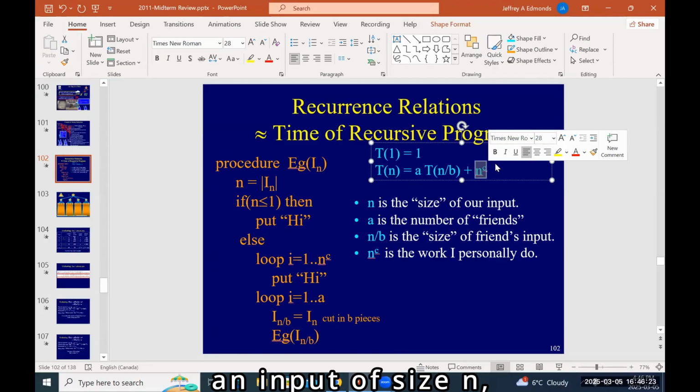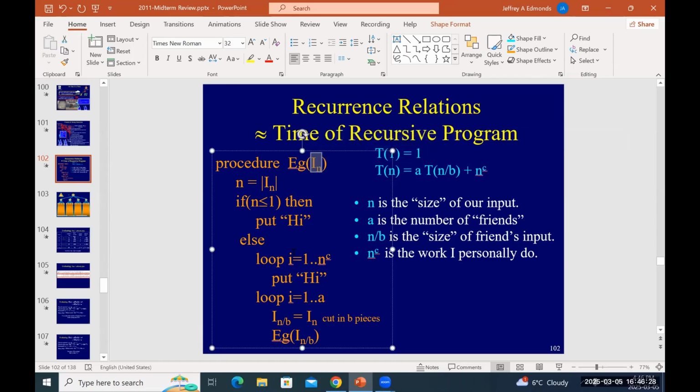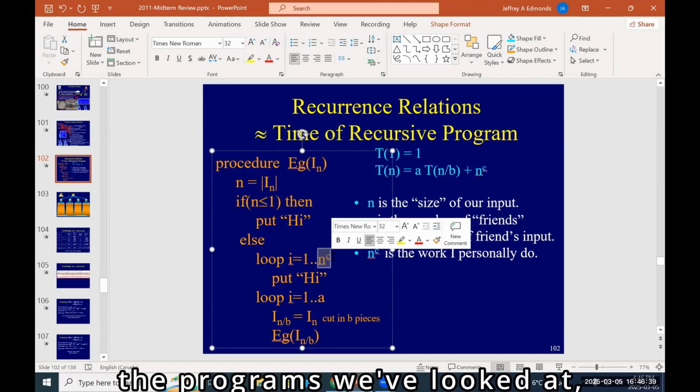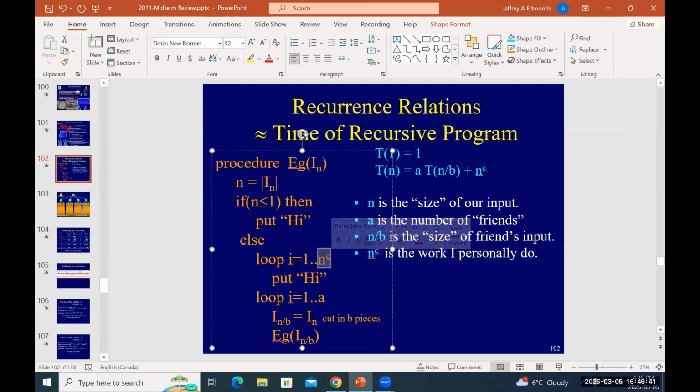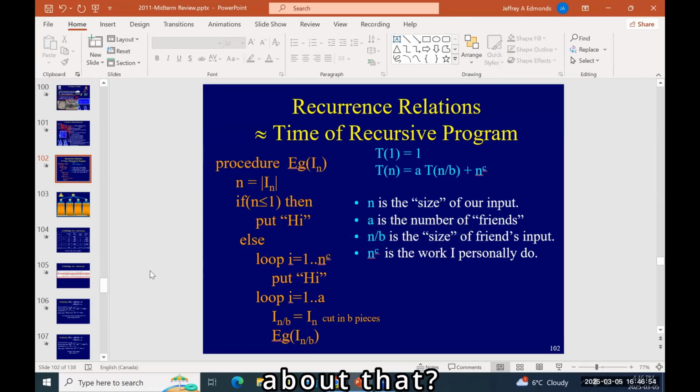No, if I have an input of size n, right here I have an input of size n, so I'm doing n to the C work. Yeah, so normally in all the programs we've looked at, I'm either doing linear work, so C is 1, or I'm doing constant work, so C is 0. Right? Any questions about that?